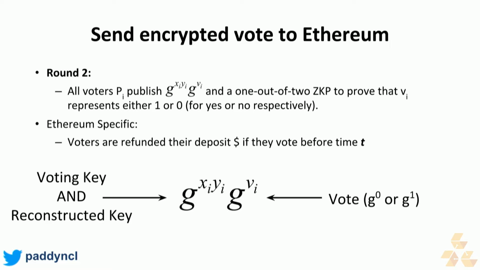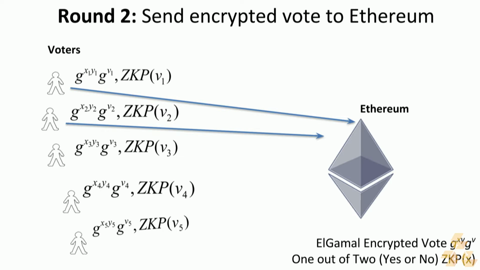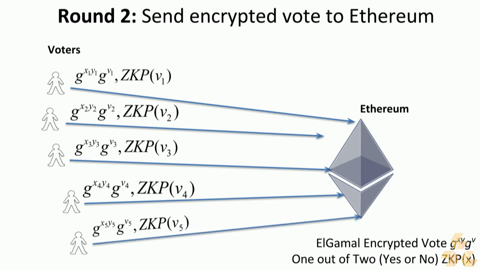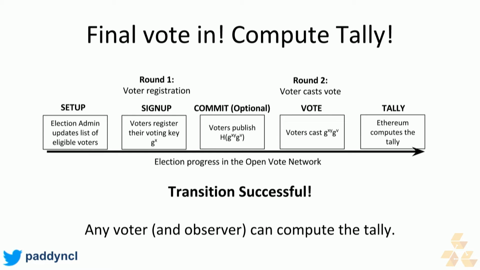What I now do is a second zero-knowledge proof, where I prove my encrypted vote is either yes or no, i.e. either 0 or 1. And I broadcast that out to the network. So every voter will send out their encrypted vote and their zero-knowledge proof. Ethereum will verify the proof. And if it's convinced that the vote is well-formed, it will store the encrypted vote and send back the voter their deposit. And then once the final vote has been cast, at this stage, anybody can compute the tally.